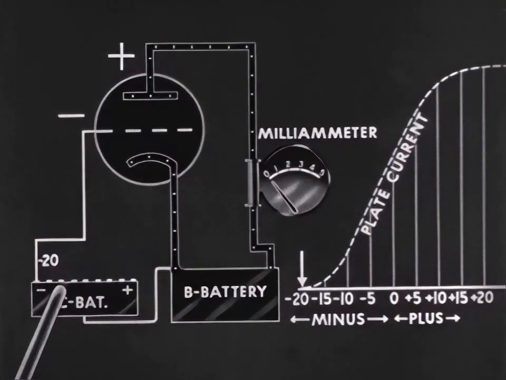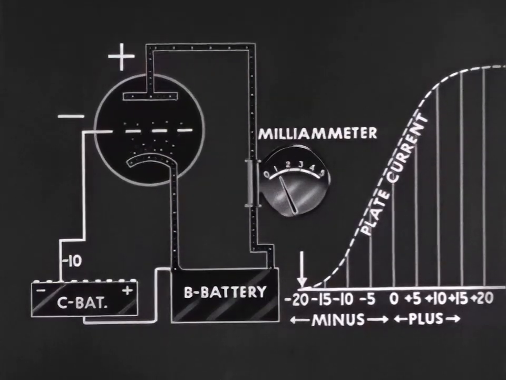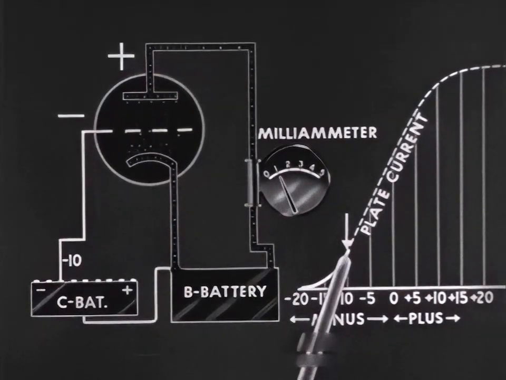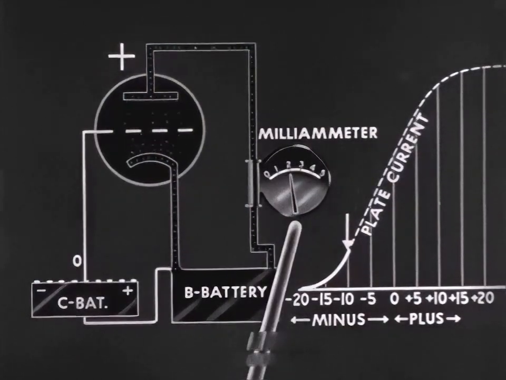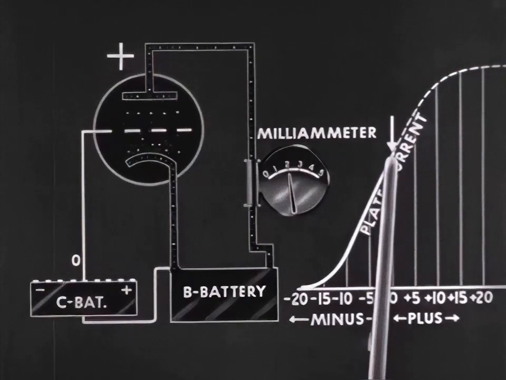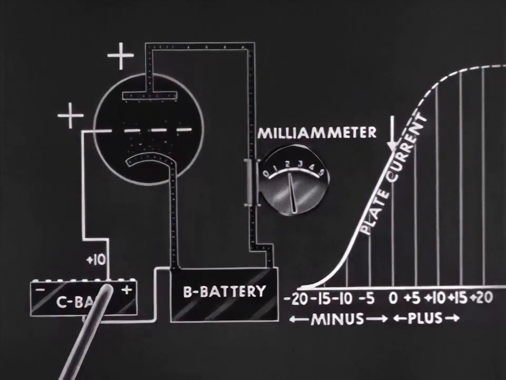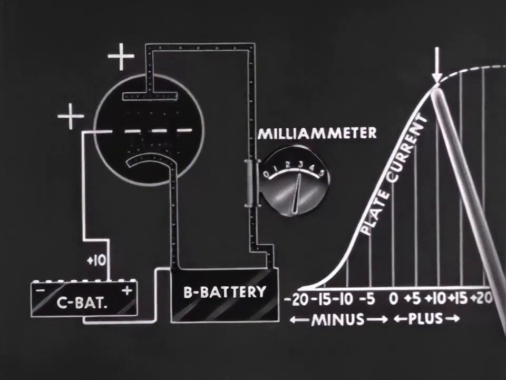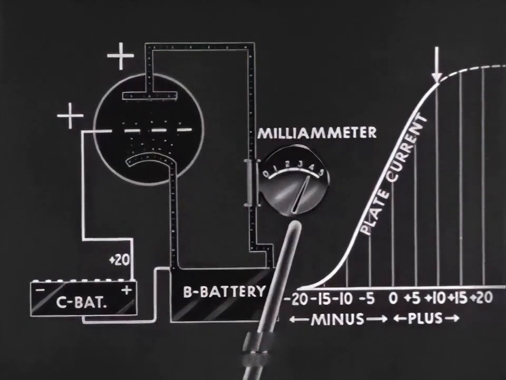Now, if we change the grid bias to a minus of 10 volts, the milliammeter indicates 1 unit of current flow in the plate circuit. The arrow on the plate current graph moves up a corresponding distance. If the grid bias is made still more positive, plate current increases. We move the arrow further up on the plate current curve. A still more positive grid results in still greater plate current. Another increase in positive grid voltage leads to the saturation of the tube.